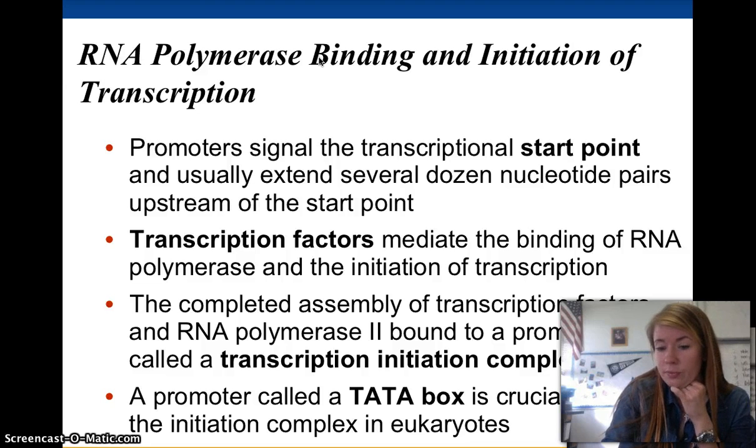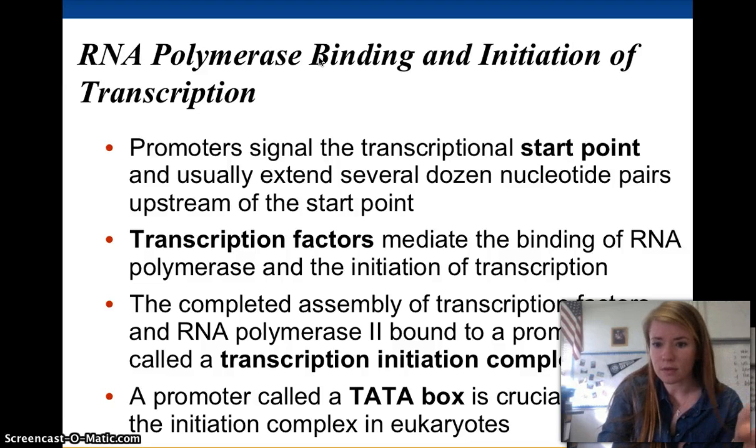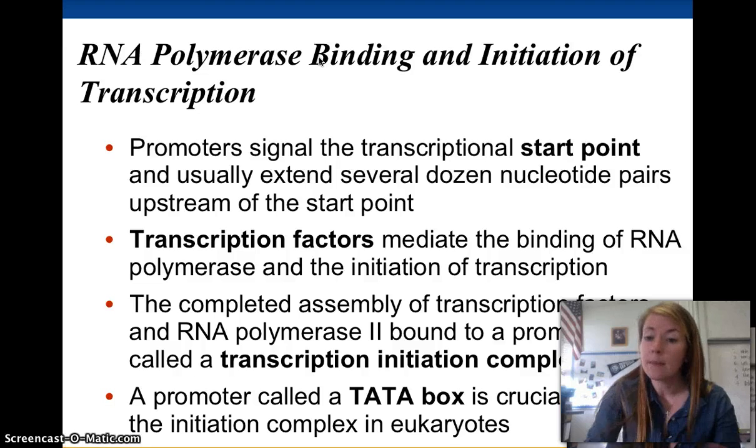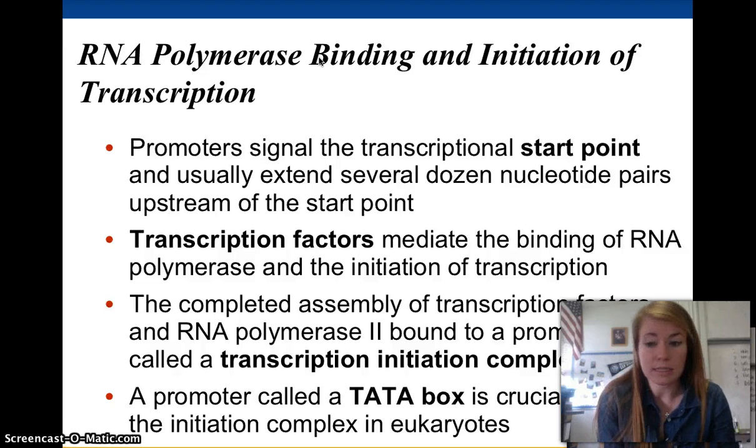And in bacteria, the RNA polymerase just sees the promoter and starts. But in eukaryotic cells, it's not that easy, and we need several things called transcription factors. Transcription factors are different proteins that help RNA polymerase bind to the promoter region and start transcription. In eukaryotic cells, it does not start without transcription factors.